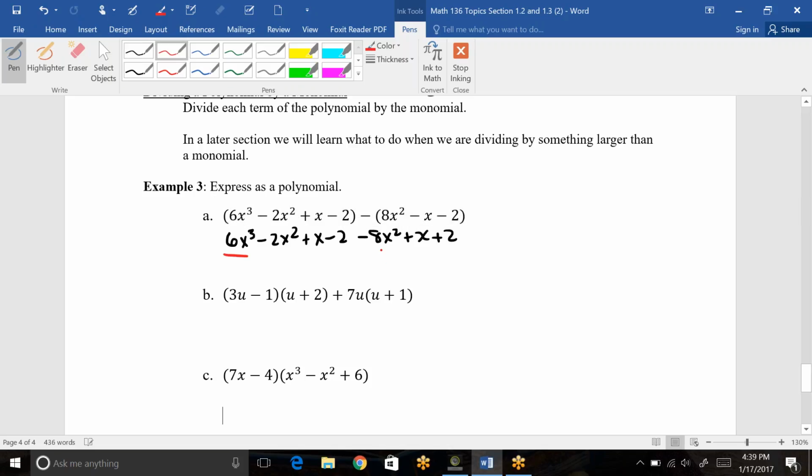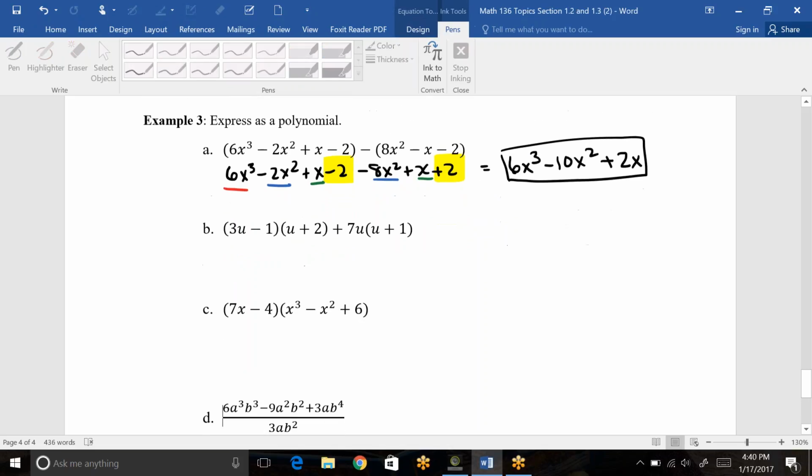We look for like terms. The x cubed is by itself. The x squareds go together. The x to the first powers go together. And finally, I don't have any other colors, but I can do negative 2 and positive 2 go together. So this would be 6x to the third. Negative 2x squared, take away 8 more, would be negative 10x squared. Positive x plus another positive x would be 1 plus 1, so that would be 2x. And negative 2 and positive 2 actually cancel each other out. They make 0.